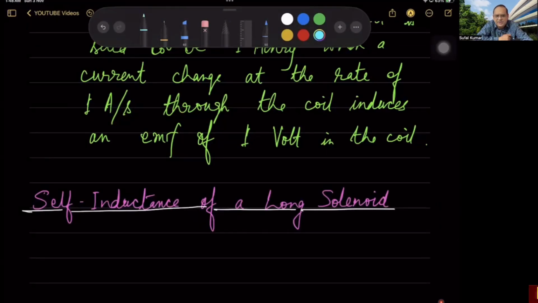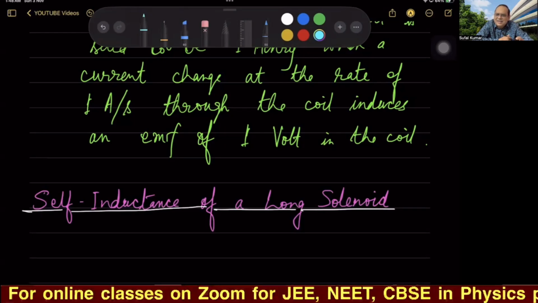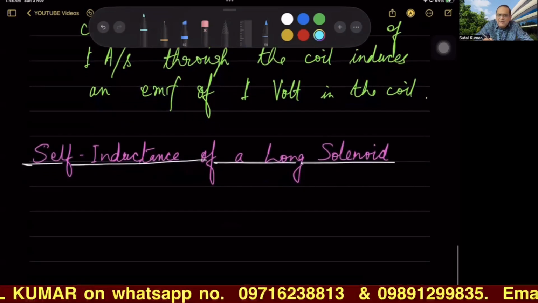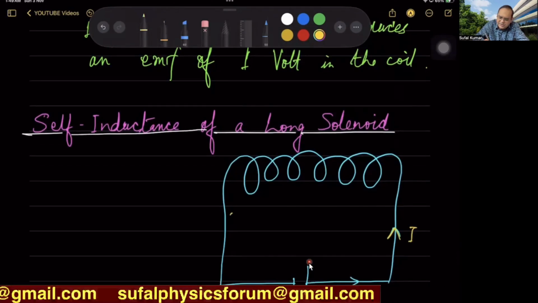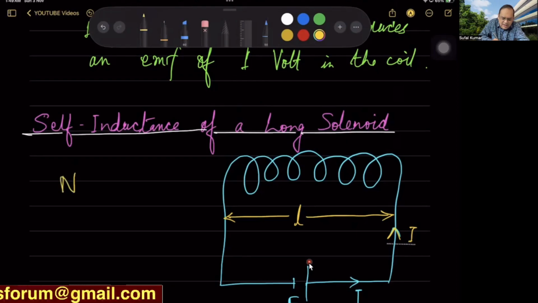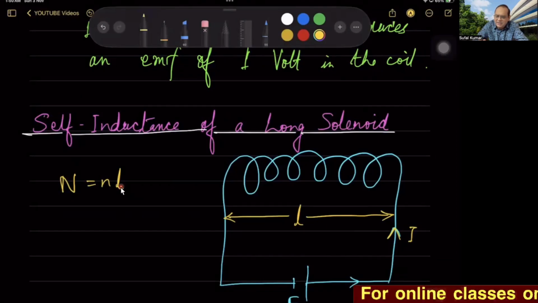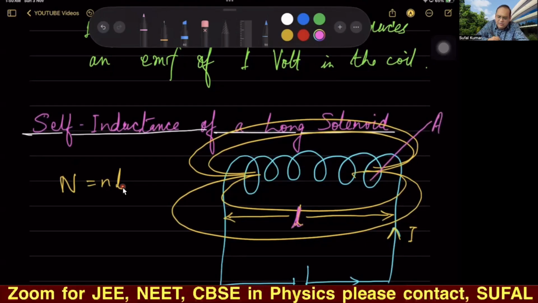So now here comes the self-inductance of a long solenoid. That means we have to derive the expression for L, the self-inductance of a long solenoid. Let's consider the diagram first. This is the battery EMF here. This is the current here. This is length L. Capital N is equal to nL. This is the total number of turns, this is the number of turns per unit length, and this is the length. All the time, a solenoid behaves as a magnetic dipole. So here also, this is the cross-sectional area A, and the length L we have already discussed.